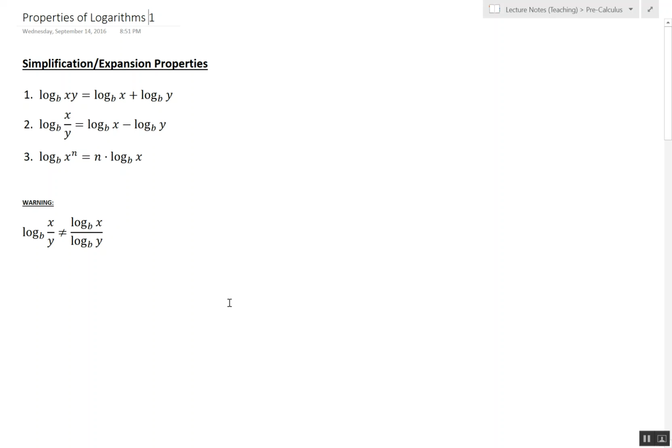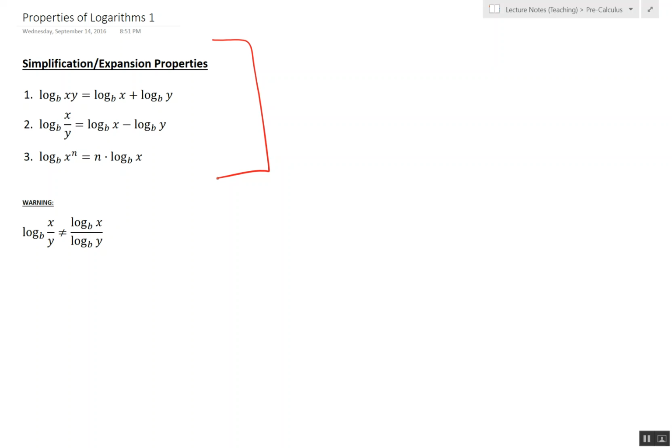Hi everybody, welcome back. We are now going to talk about the properties of logarithms. This is part one of a two-part video series. The second part will be for the videos for Monday. The properties we're going to talk about today are called the simplification properties. These are methods for rewriting logarithms.